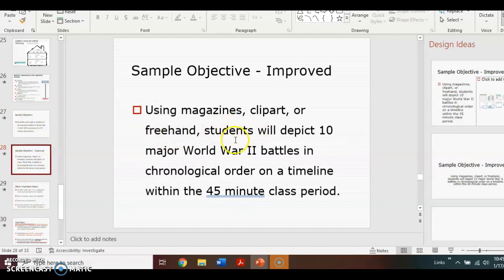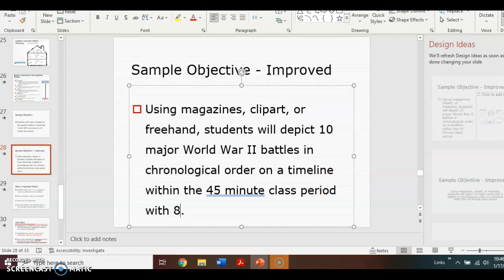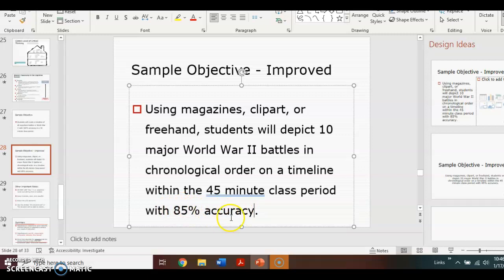All right, this one wasn't, I improved it, but this one is more improved. I would start with students will depict 10 major World War II battles in chronological order on a timeline within the 45-minute class period. But again, it's missing accuracy, with 85% accuracy. Now, why wouldn't I do 100, right? You're going to have some students that are going to excel and you're going to have some that are lower. So I'm shooting for a high accuracy here, but it may not be 100%, and that's okay. If it's the first time you're teaching, it might be a 75% accuracy.